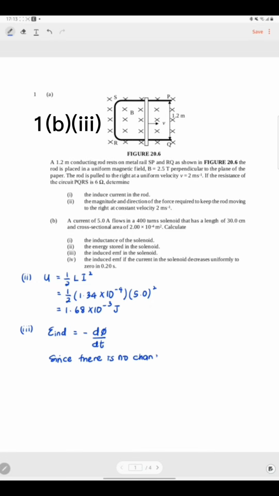Since there is no change in magnetic flux, therefore the induced EMF is equal to 0 volt. Right, so that's the answer. You must know the concept. No change of magnetic flux means there is no induced EMF produced.